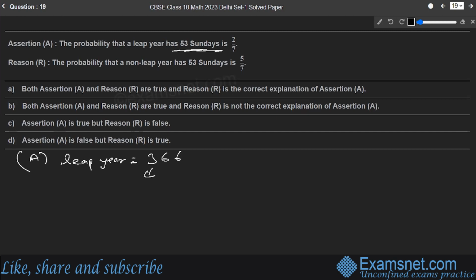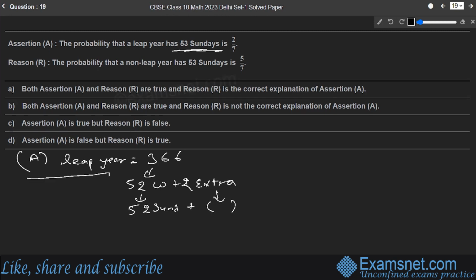So if you divide this into weeks, how many weeks are there in a leap year? There are 52 weeks plus 2 extra days. 366 days is 52 weeks plus 2 extra days. So if you have 52 weeks, you're already getting the 52 Sundays here. Then you remain with 2 extra days. So what all day combinations can the 2 extra days have?